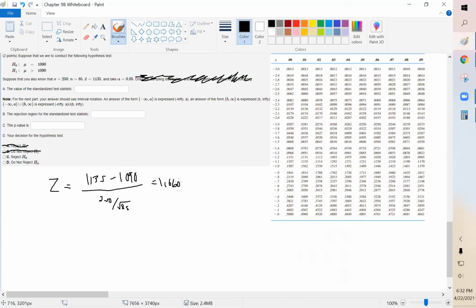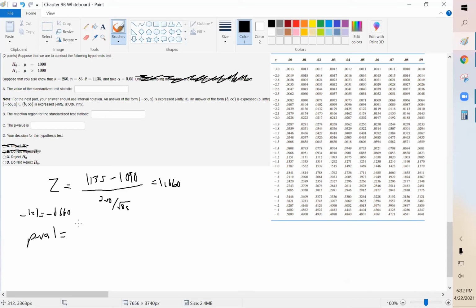Now we're going to skip B. We're going to go to the p-value next. So our p-value, we have to take the negative of this. So the negative of the absolute value is negative 1.660. You'll note with all of these, I have dealt with alternatives that are greater than. And the reason why is so you get used to doing the negative absolute value.